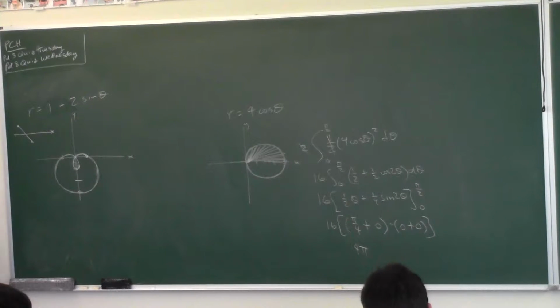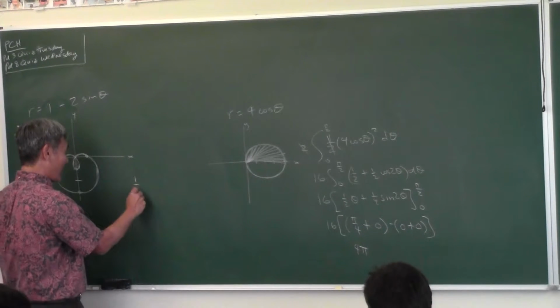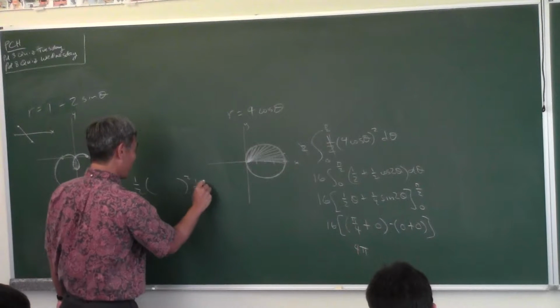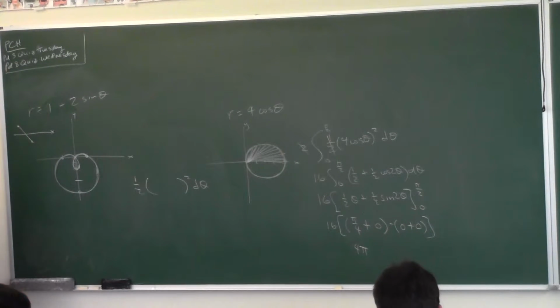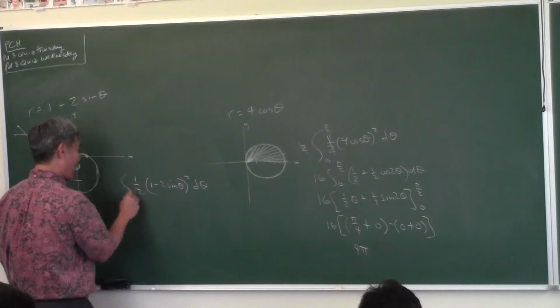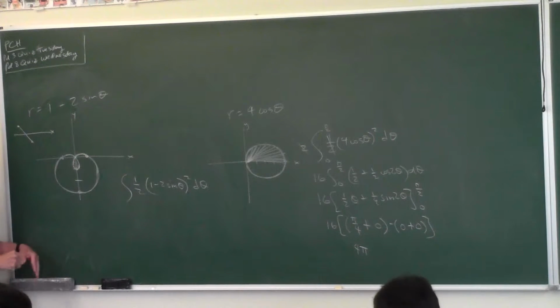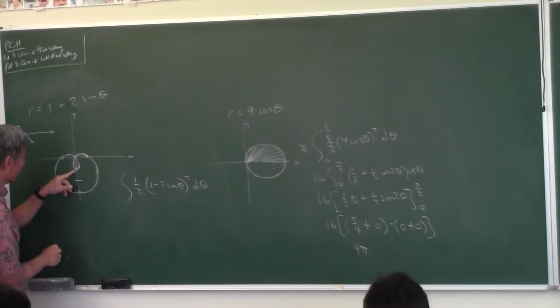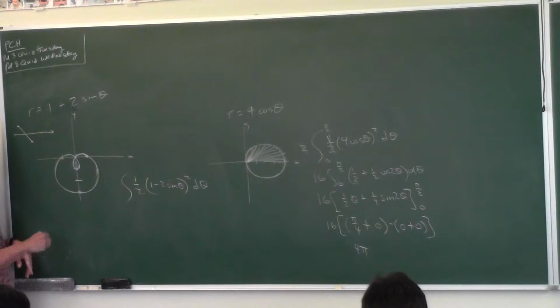And then it goes. Okay, so here we go. 1/2 r squared d theta. What is r squared? Well, that's r, so 1 minus 2 sine theta. And I'm going to add up all of these sectors from, now, when does the inner loop start and when does it finish? Right there. How do you figure that out?